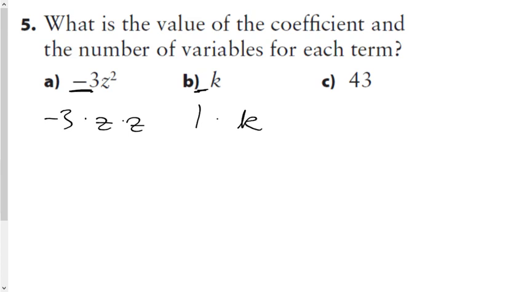The last one, there is no coefficient in the term 43. 43 has no coefficient because it is a constant term. It is a variableless term that is usually added or subtracted from an algebraic term to create balanced equations. And there are no variables either, so 43 is that.